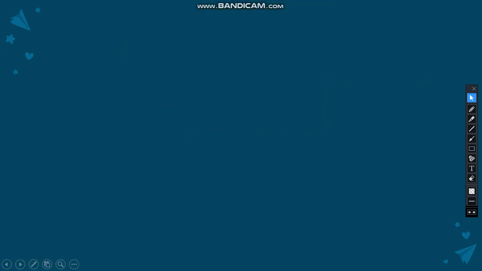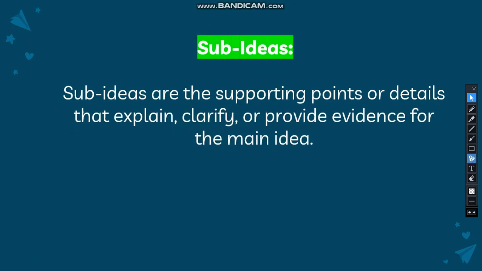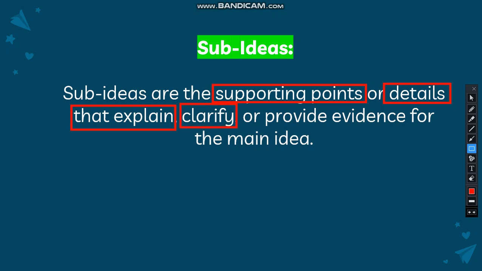All right, so moving on to the sub ideas now. Sub idea is basically the supporting details. So they are the supporting points or the other details that explain. They do the function of explaining, clarifying, or providing evidence for the main idea. So all the supporting points or details that explain, clarify, and provide evidence, we can call them the sub ideas in any text.